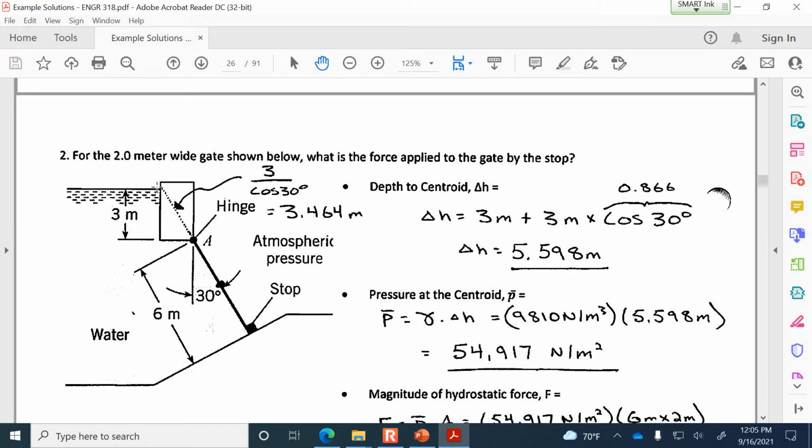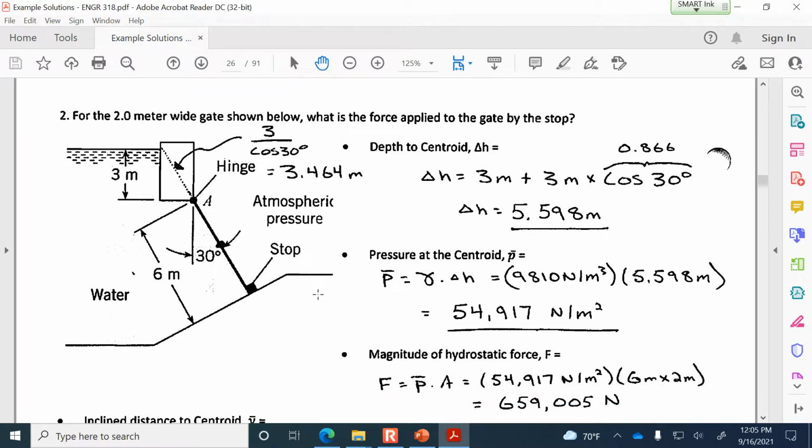And so that's the vertical distance from the water surface down to this center of area. So it's going to be less than 3 meters because from A to the centroid along the inclined path is 3 meters. And so the vertical component of that will be just 3 meters multiplied by the cosine of 30 to find out the vertical component of the inclined path. Okay, so delta H is 5.598 meters. The pressure at the centroid, we'll just multiply the unit weight by that to find 54,000 newtons per meter squared.